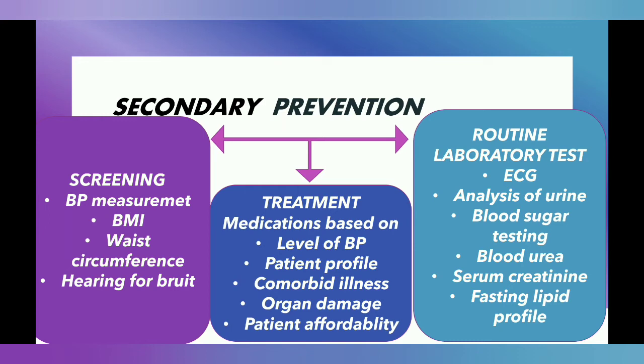Screening includes BP measurement, BMI, waist circumference, and hearing for bruit. Routine laboratory tests like ECG, analysis of urine, blood sugar testing, blood urea, serum creatinine, and fasting lipid profile can be done.